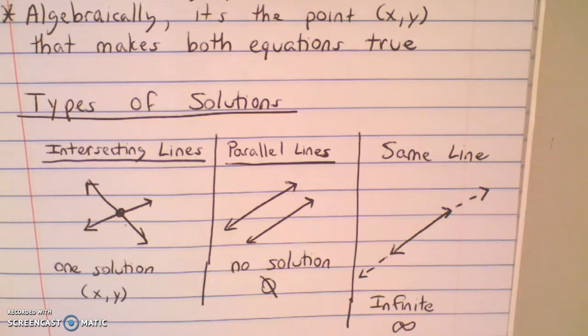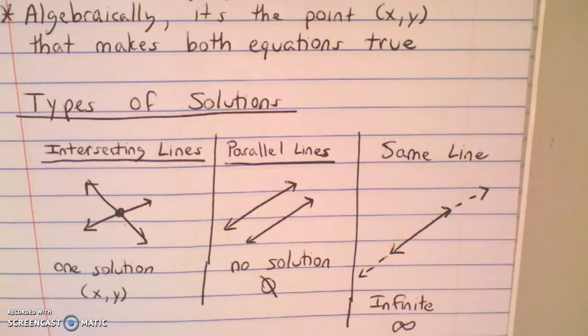So for a system of equations, you're going to have 2 or more equations, and to find the solution to them, you're going to look at them graphically and figure out, is there one solution, no solution, or infinite solutions? Later on, we'll look at algebraically and how we can solve systems of equations using algebra.